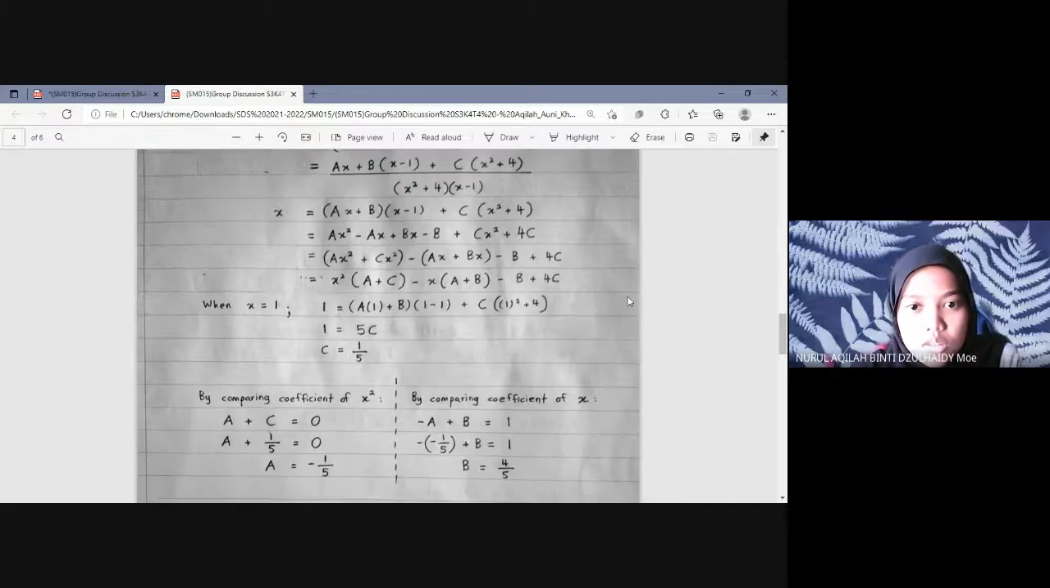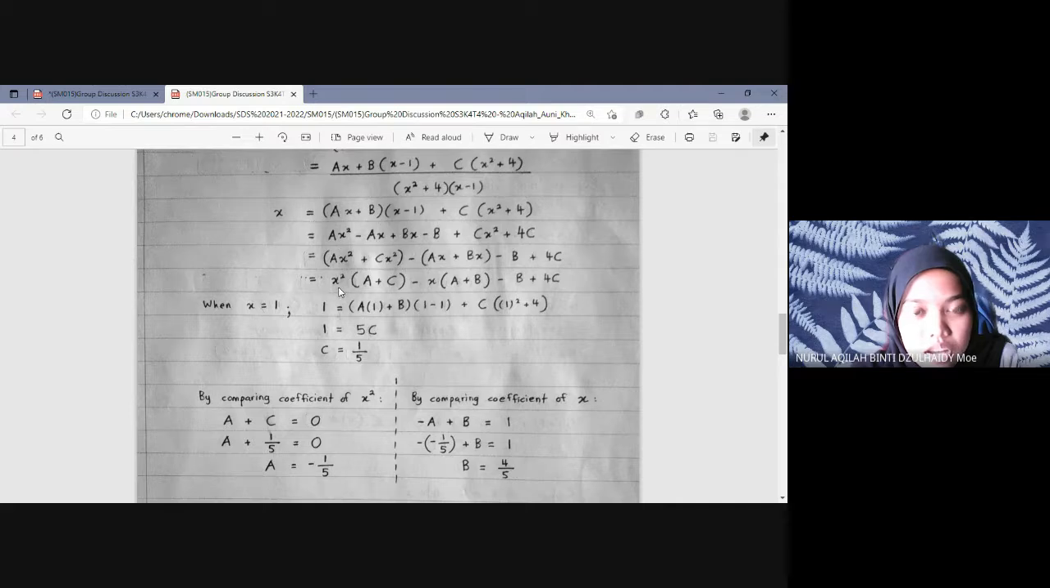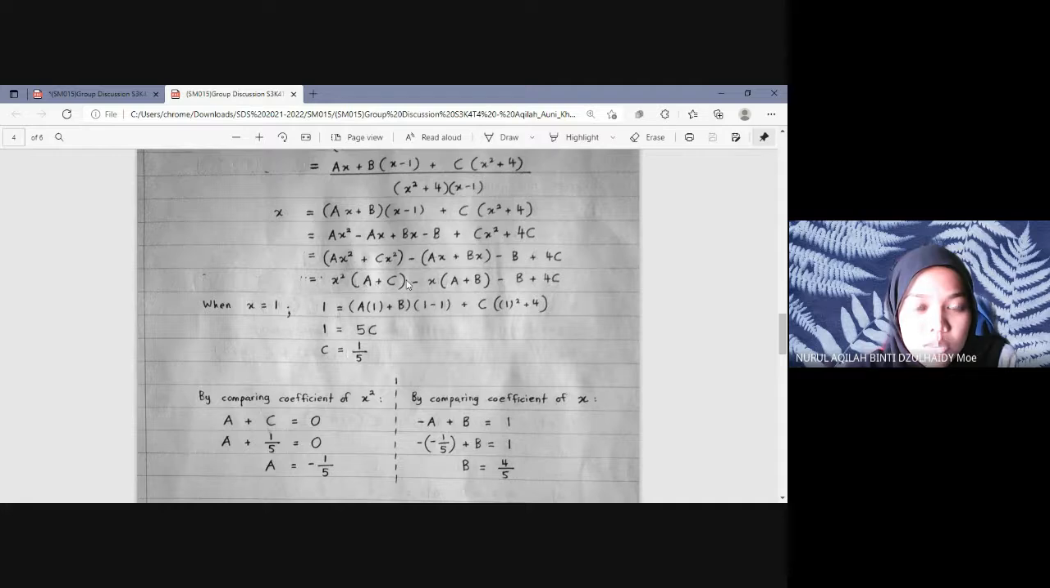So I want to use the comparing coefficient method. So I have to expand the equation, and then lastly I factorize the ax squared plus cx squared minus ax plus bx minus b plus 4c. So I got x squared times a plus c, minus x times a plus b, minus b plus 4c.